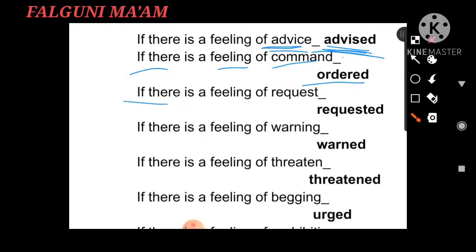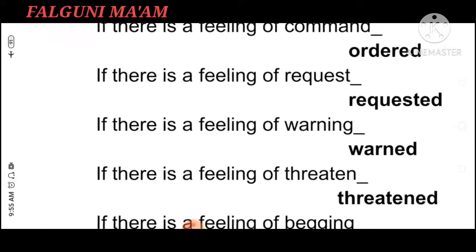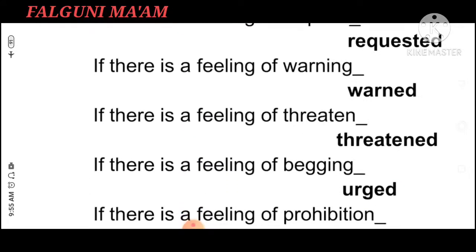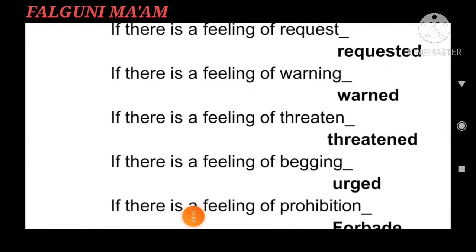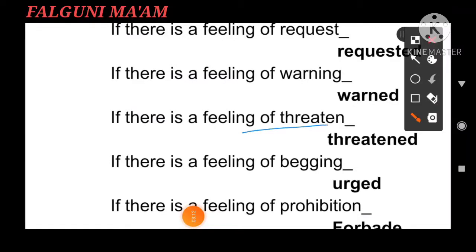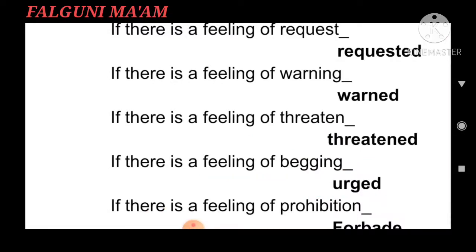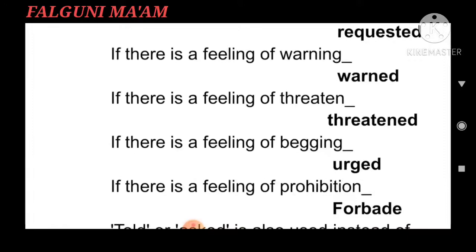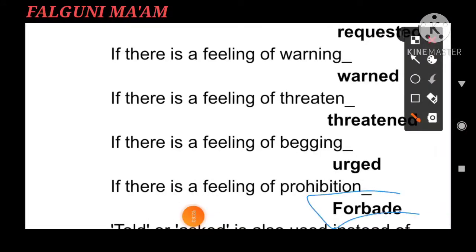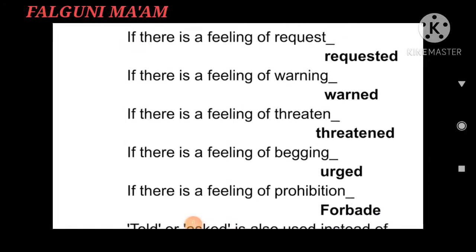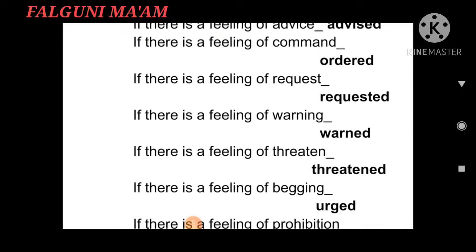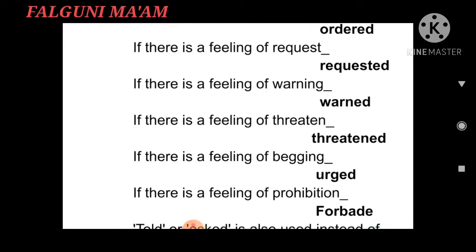If there is a feeling of request, then we have the reporting verb requested. When we have a feeling of threat, the reporting verb threatened. Feeling of begging, urged. Feeling of prohibition, that time we have the word forbade. Now, here you can see that you have reporting verbs like advised, ordered, requested, warned, threatened, urged and forbade.